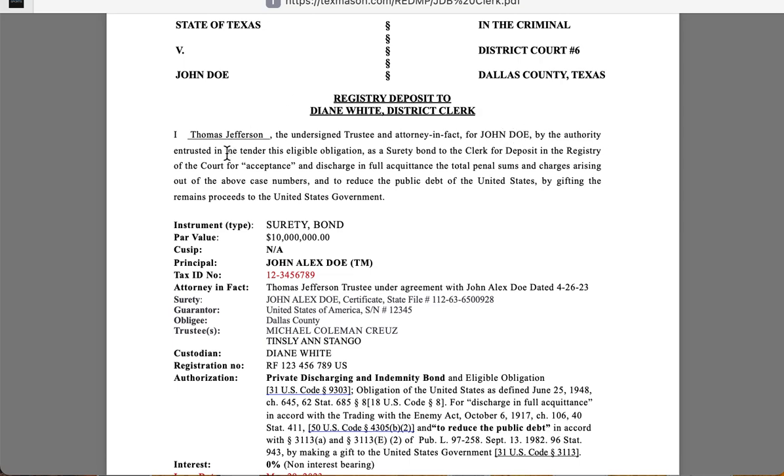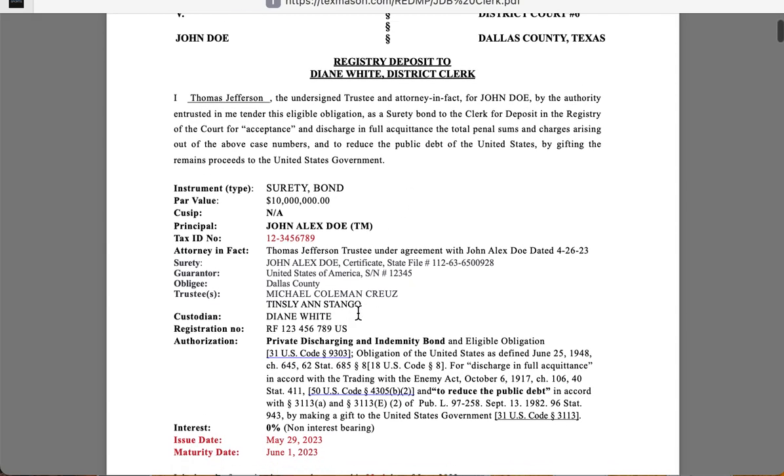By the authority entrusted in me, I tender this eligible obligation as a surety bond to the clerk for deposit into the registry of the court for acceptance and discharge and full acquittance of the total penal sums and charges arising out of the above case numbers, and to reduce the public debt of the United States by gifting the remaining proceeds to the United States government, something like that.